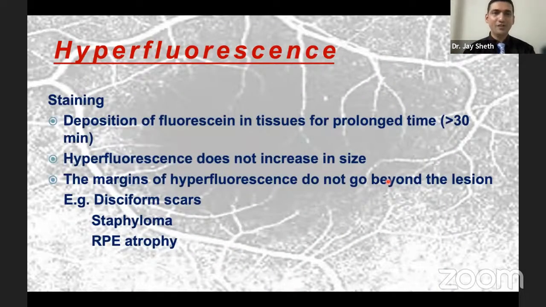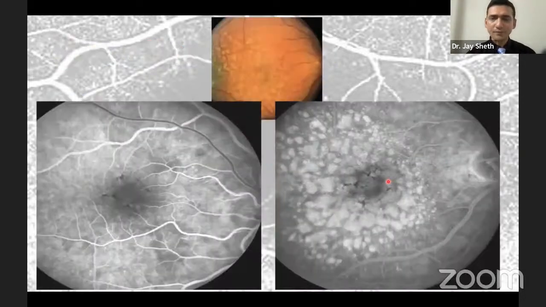Now, the last cause of hyperfluorescence is staining of the dye. Now, this is very easy. Staining is just a deposition of the fluorescent dye in the tissue for a prolonged period. So, a normal staining is usually seen at the margins of the optic disc, and an abnormal staining can be seen in a scar tissue. Like this is a classic example of a patient of a dry age-related macular degeneration. We can see multiple drusen on the fundus photograph.